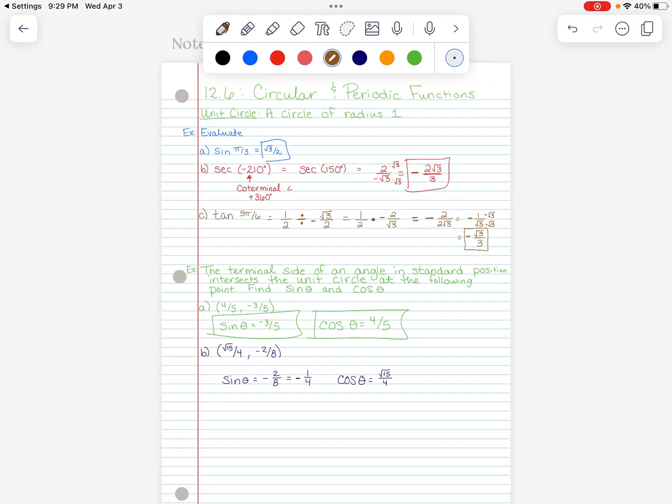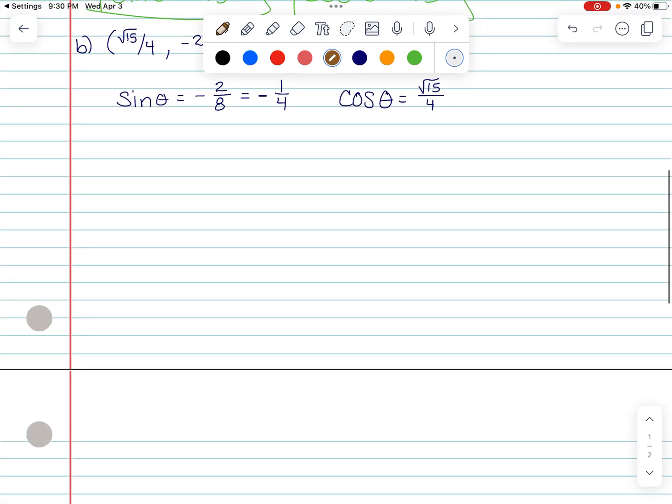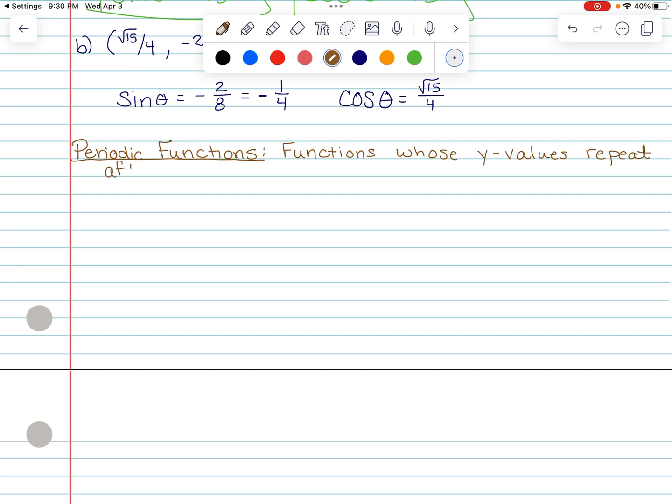So this, so far, is this idea of circular functions. It's working with that unit circle. But we also have this idea of what are known as periodic functions. Periodic functions are functions, shocking, I know, whose y values repeat after a specific interval. To be periodic is something that's not specific to math. Things happening periodically happen repeatedly after specific intervals.